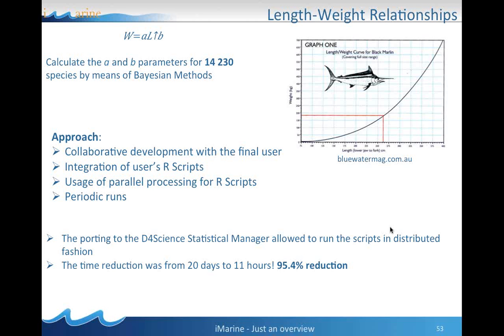The first is about length-weight relationship estimation for more than 14,000 species. In this case, we calculated the A and B parameters that link the weight and the length of a species. The model came from the GeoMar Institute, located in Kiel, which contributes to iMarine as a stakeholder. We incorporated their R scripts and executed them in parallel fashion. The result was that their execution time went from 20 days to 11 hours. So they had a very big reduction and a very practical benefit using iMarine in this case.